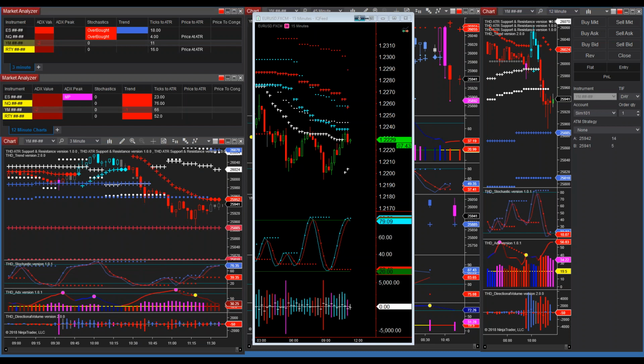Again, this is just not a good setup. You're overextended to the short side here, and here you're at an ATR that would be going short. Not a good trade setup.